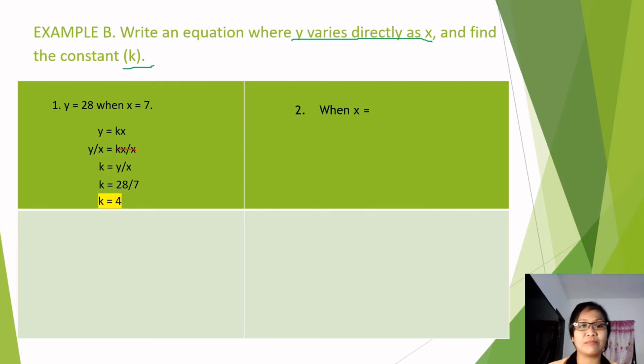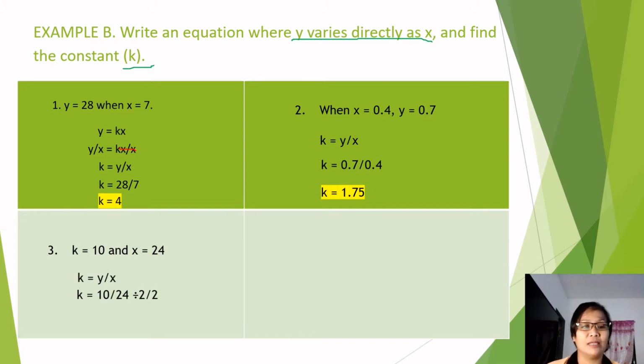Number 2, find k when x is equal to 0.4 and y is equal to 0.8. Equation for k is equal to y over x. Then substitute the given. k is equal to 0.7 divided by 0.4 is equal to 1.75. Number 3, k is equal to 10 and x is equal to 24. k is equal to y over x. So substitute the given. y is equal to 10. Oh, sorry for that. This must be y, not k.